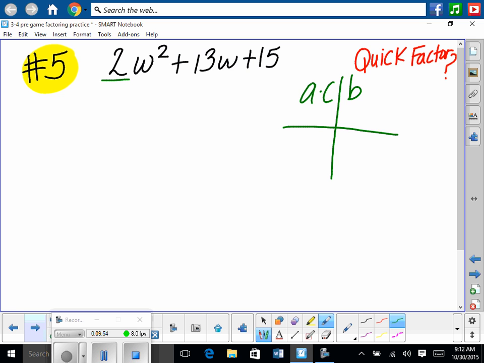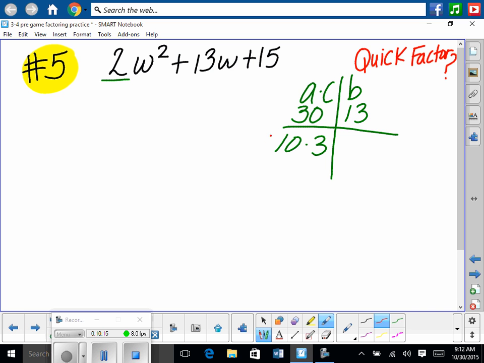2 times 15, which is 30. Does everybody understand how a times c is 30? So what multiplies to be 30 and adds up to be positive 13? If we needed to list out all our factors of 30, we could. But can anyone think of 2 factors that multiply to be 30? 10 and 3. Couldn't that add up to be 13?